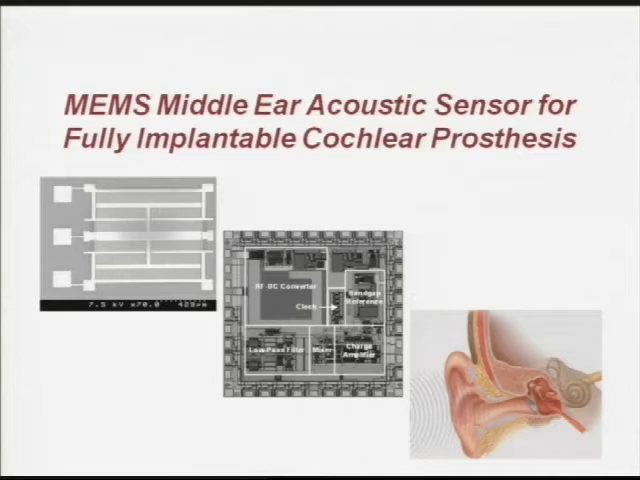Now, because I'm 15 minutes over, I need to talk about the second part of the story, which is a MEMS middle ear acoustic sensor for a fully implantable cochlear prosthesis. I'll talk about the accelerometer that we designed and fabricated externally, the interface electronics designed in our lab and fabricated by Moses, and how we can combine these two pieces together and put them into the middle ear as an implantable acoustic sensor for a fully implantable cochlear prosthesis.